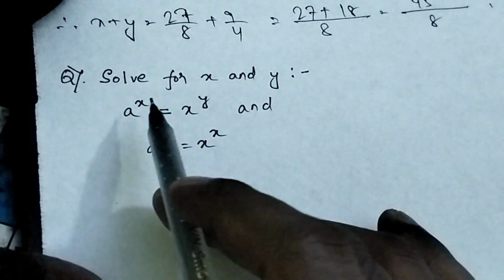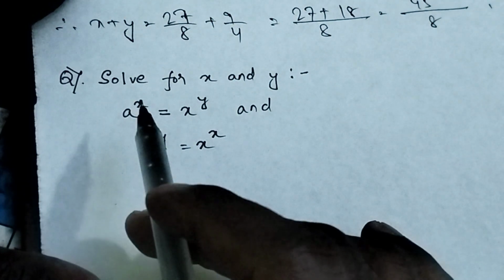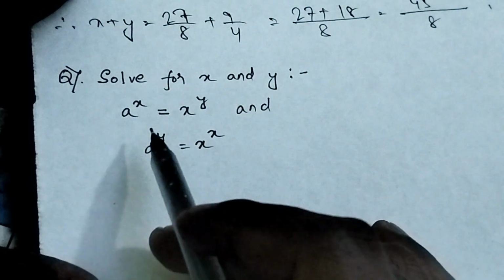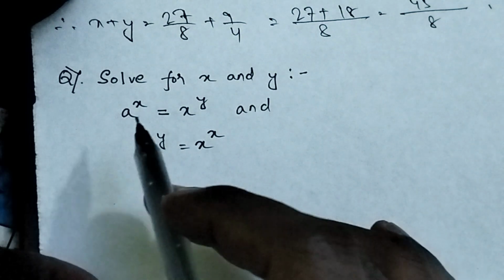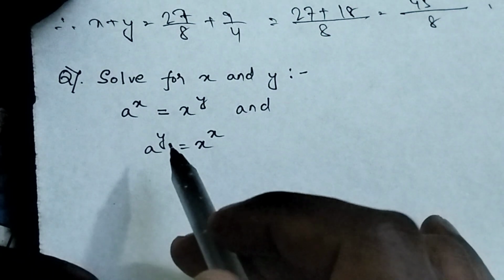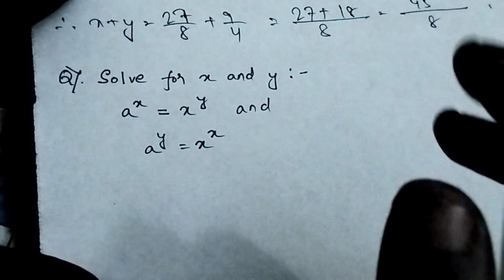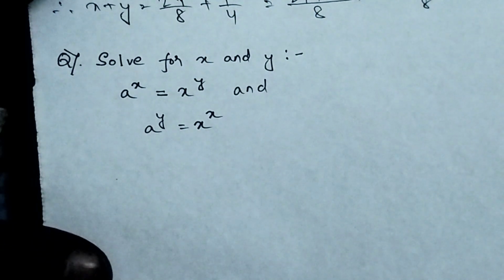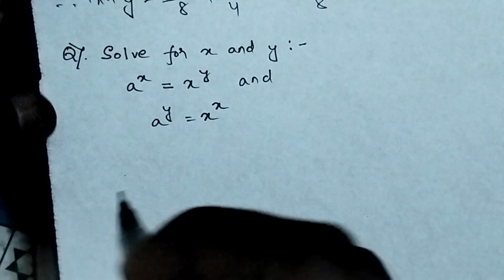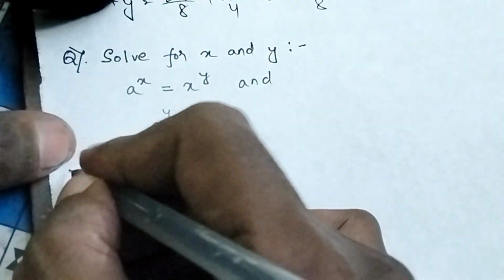In this video I have brought this sum for you all. Here you have to solve for x and y. Two equations have been given to us: a to the power x is equal to x to the power y, and a to the power y is equal to x to the power x. Clear? You have to solve for x and y. So let's start.